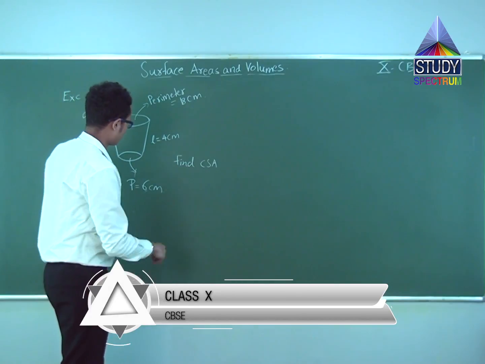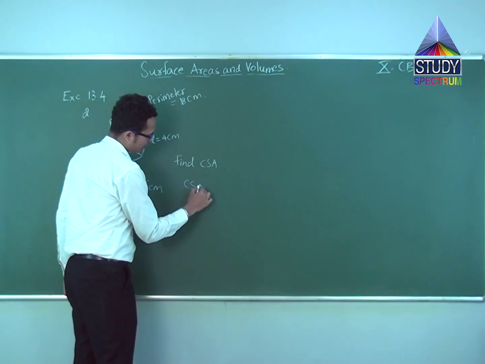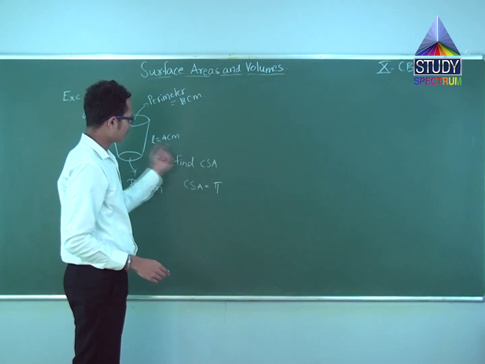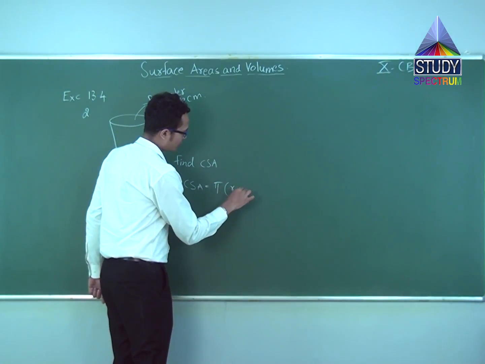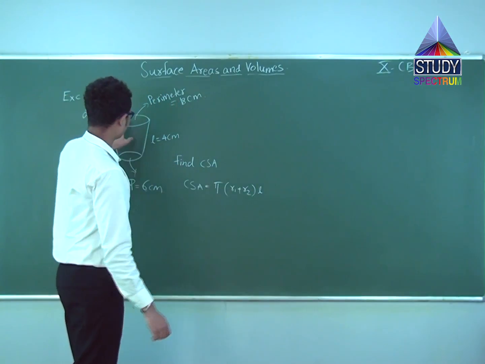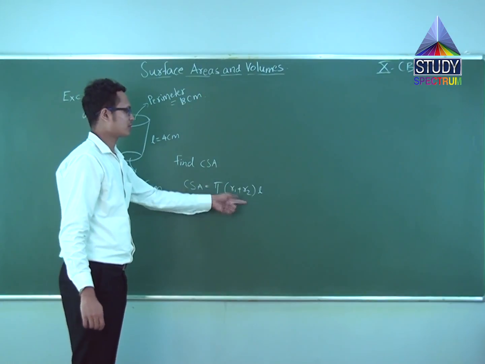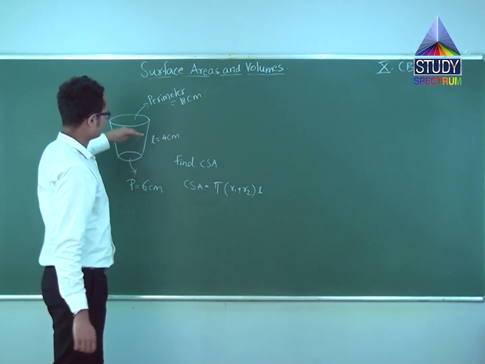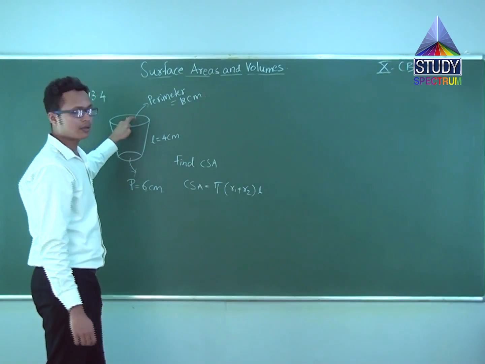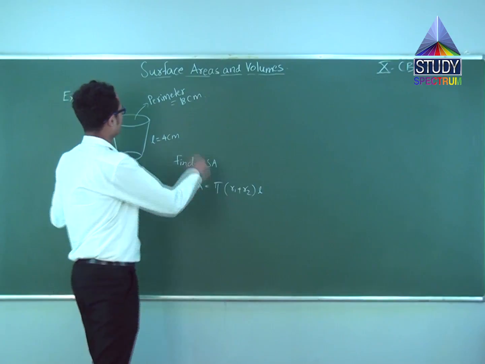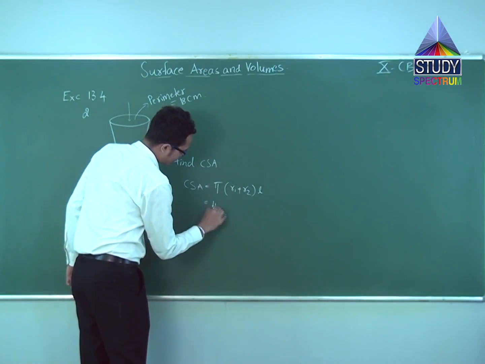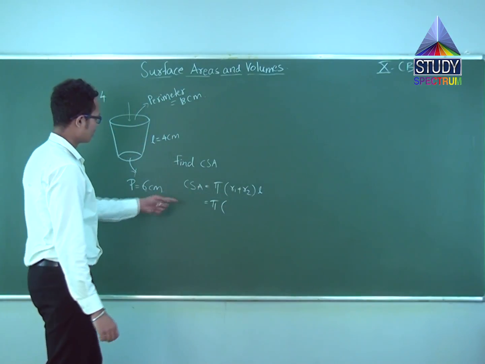Find curved surface area. So curved surface area is given by pi into, for a cone it is pi r l, for a frustum it is pi into r1 plus r2 into l. r1 is the radius of the larger circle, r2 is the radius of the smaller circle. Why am I saying circle? Because this section, though it might not look like a circle when I am drawing, is still a circle, because when you look from the top it is a circle.